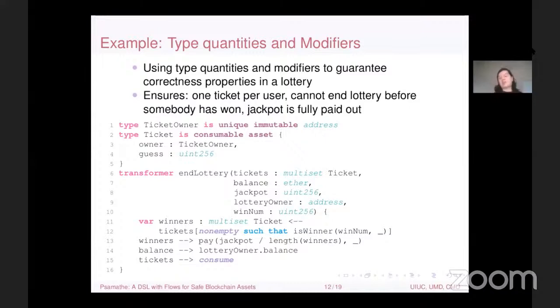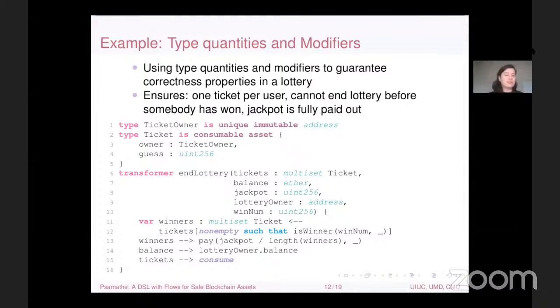This is necessary because the jackpot may not split among all the winners evenly, and in that case, we want to make sure that we don't lose money in the contract. So we have to do line 14. If we didn't have line 14, we would get an error message saying that balance has type any ether. It may not be empty. It has to be empty for us to be able to drop it.